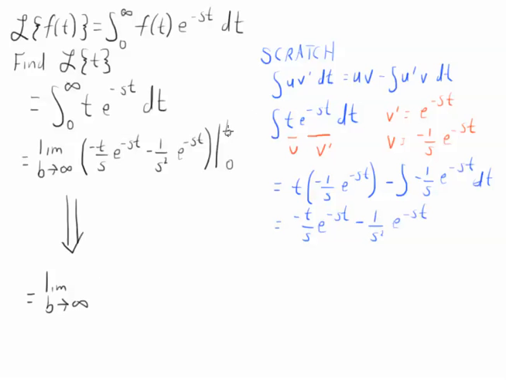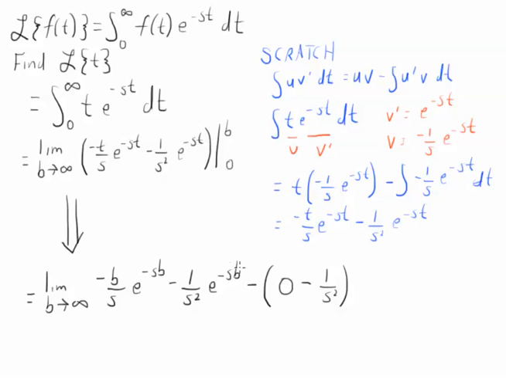So we're plugging in these values for t. So we've got minus b over s e to the negative sb minus 1 over s squared e to the negative sb minus what happens when I plug in 0 for t. Well, the first term disappears because I've got t right there, and the second term turns into minus 1 over s squared, because when I plug in 0, that term is 1.